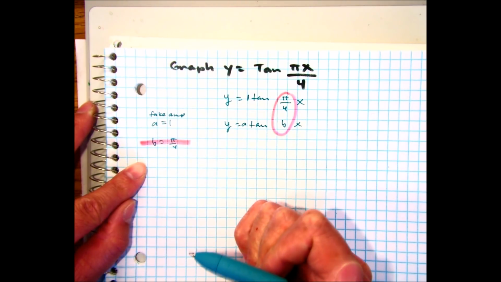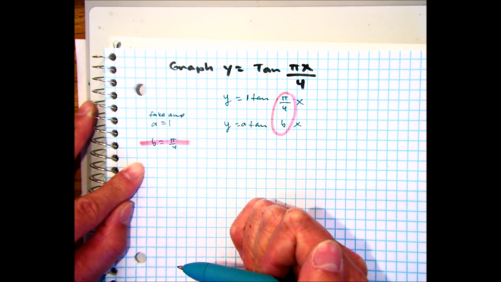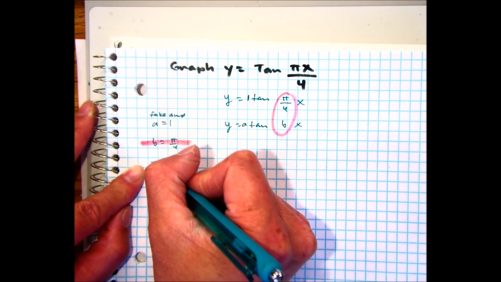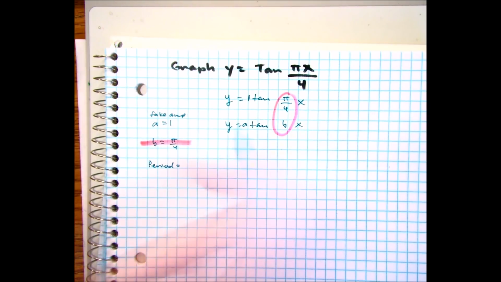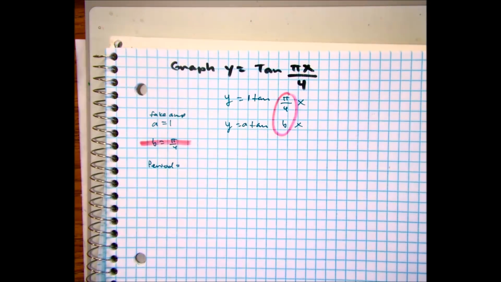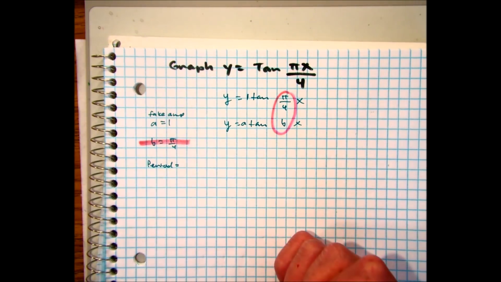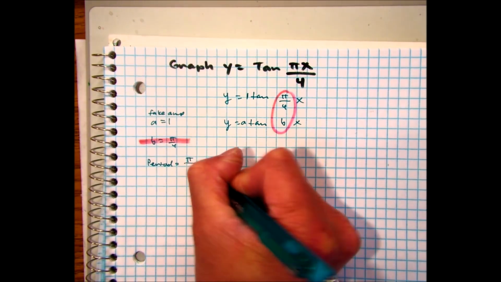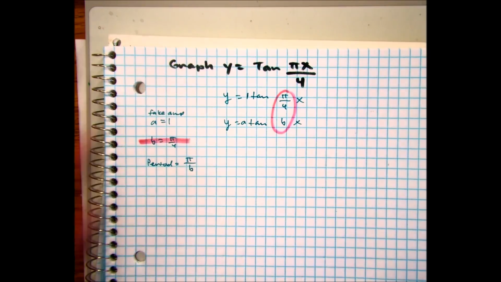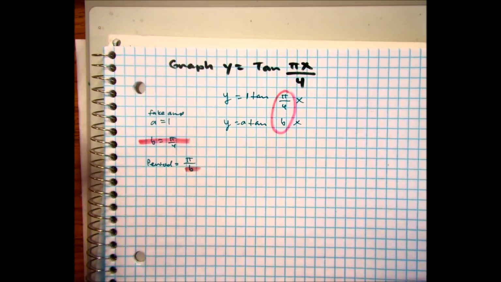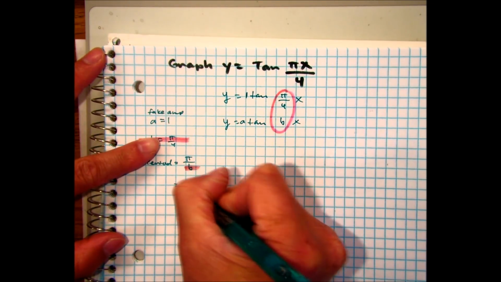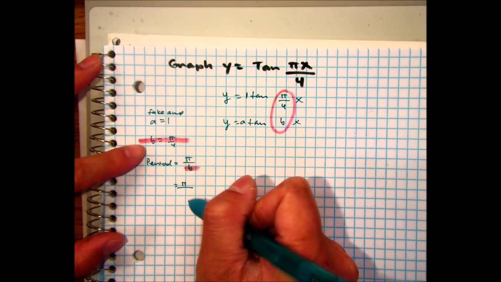Partner B, tell partner A, what is the equation you're going to use to find the length of the period? Yes, Omar? The equation we're going to use to find the period is pi over b. Pi over b. So now I'm just going to substitute in the b value. So now I have pi divided by pi over 4.